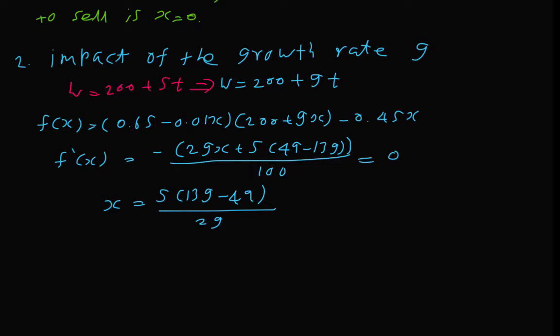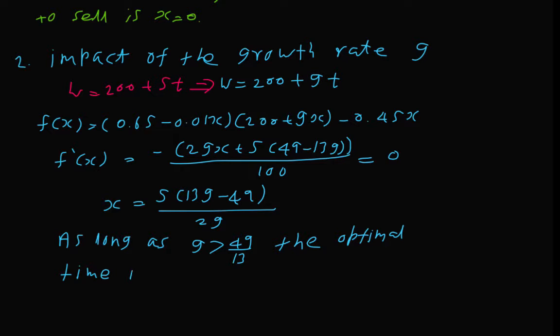So according to this, as long as g is greater than 49/13, the optimal time is given by this x. For this case, also see figure 1.6 in the textbook.